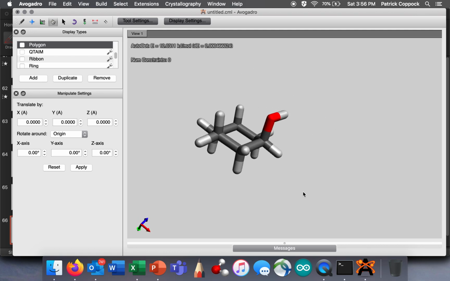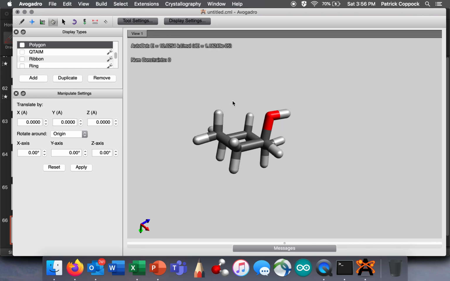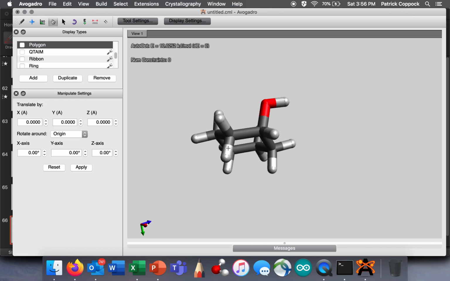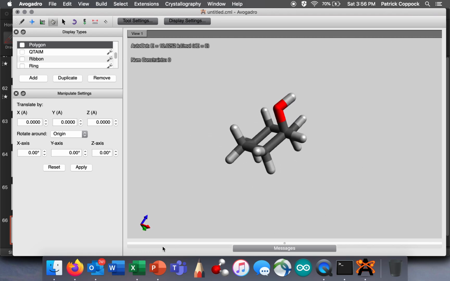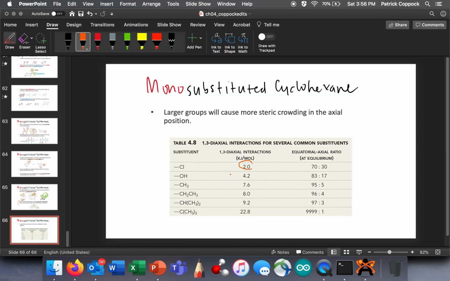Okay. So there's a hydroxyl. I removed the balls for the atoms, and I'm just having sticks now, okay? So that's an oxygen atom. There's a hydrogen and a carbon. All right. So let's go back here. If a hydroxy is in the axial position, it's 4.2 kilojoules per mole. Makes the ratio 83 to 17.